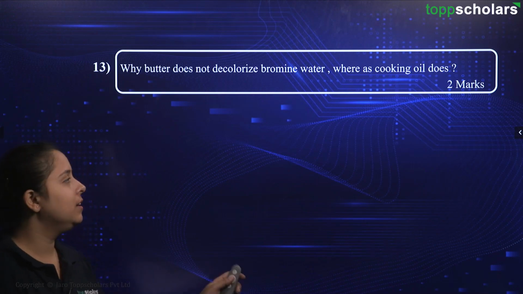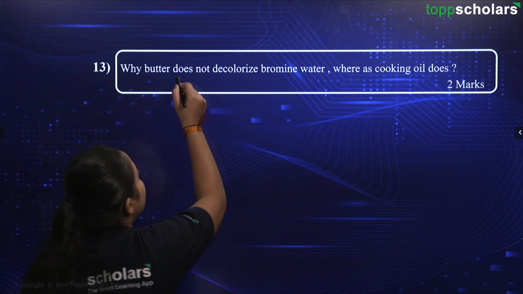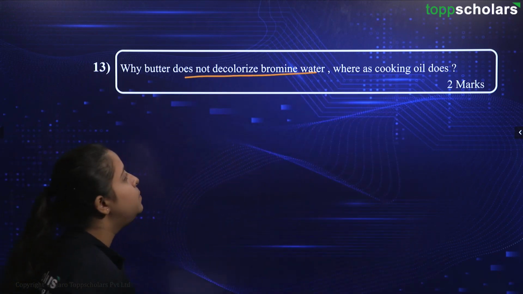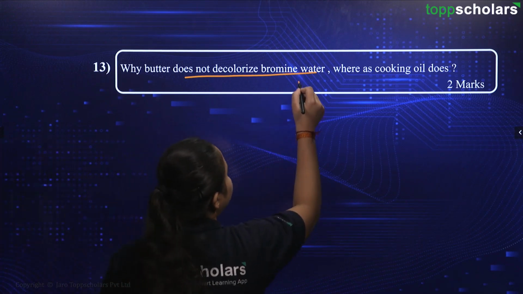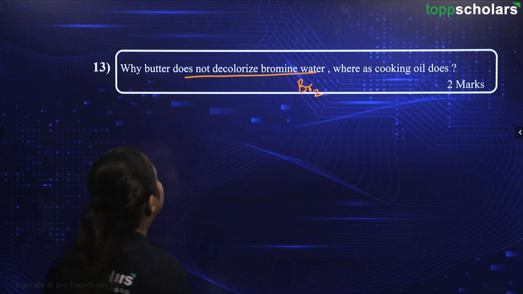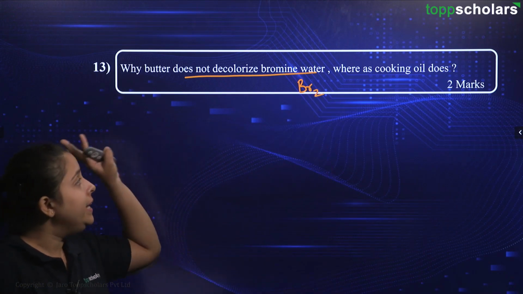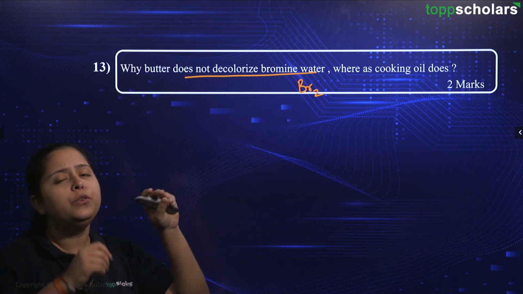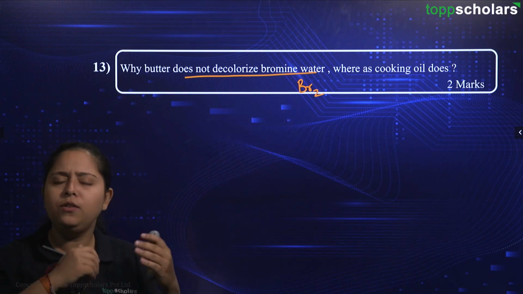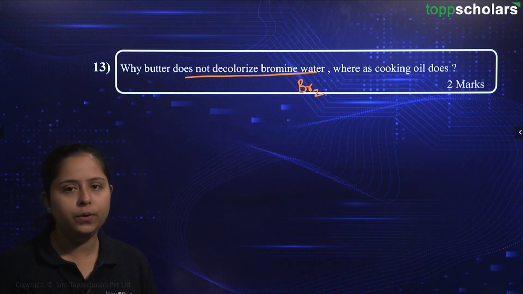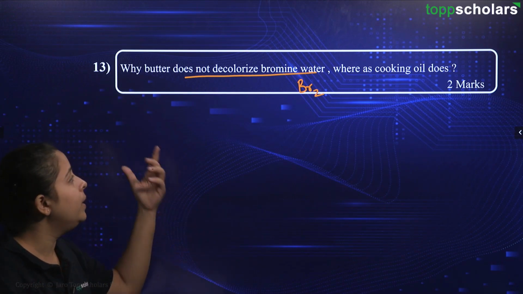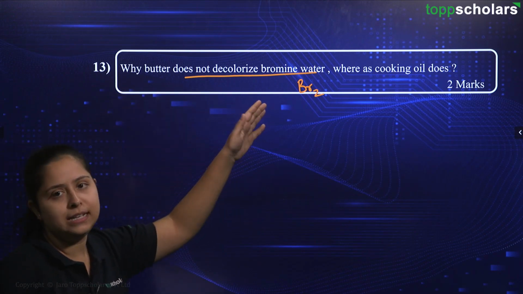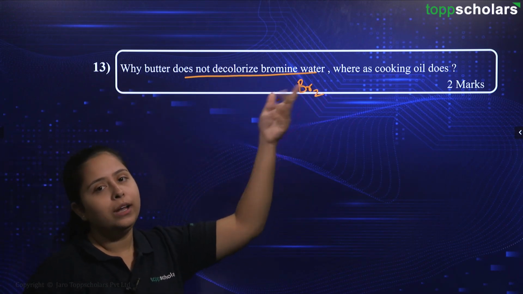Here is the question coming for 2 marks. The question says, why does butter not decolorize bromine water whereas cooking oil does? This bromine water is Br2 water. Now, over here friends, to decolorize this bromine water, you need to have double bonds in whatever thing you are treating it with. And this tip or hint will give you an idea why butter is not decolorizing bromine water while our cooking oil is doing that.